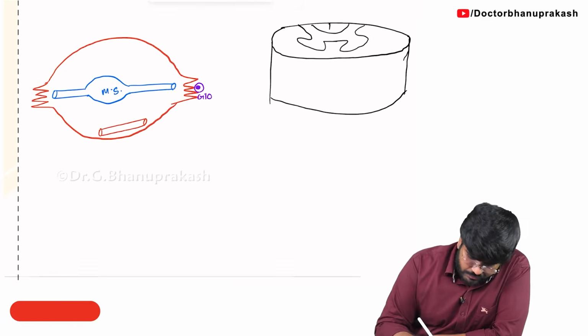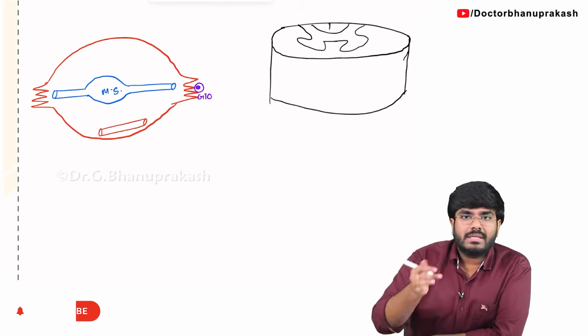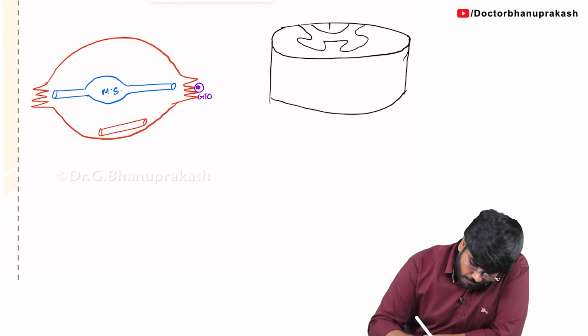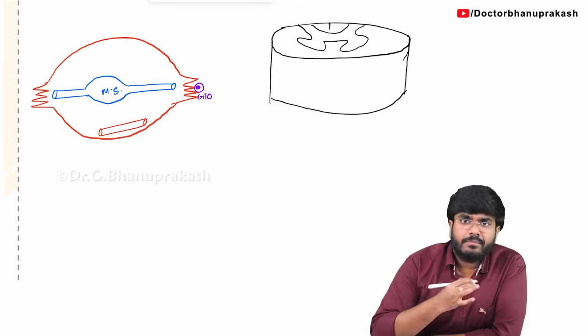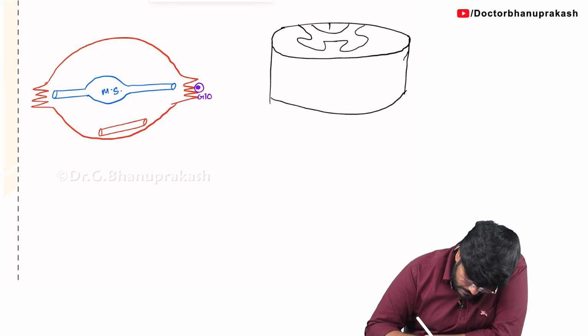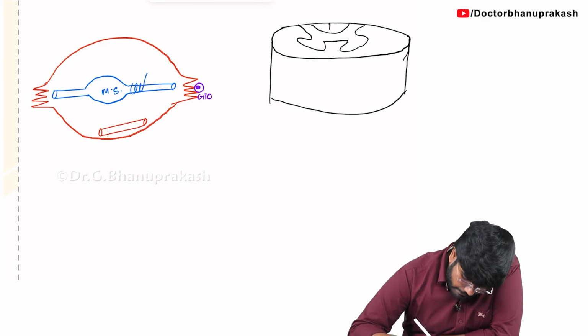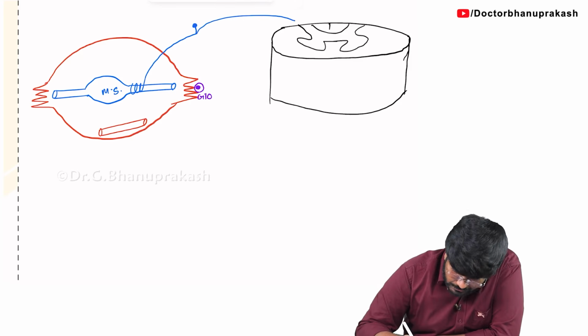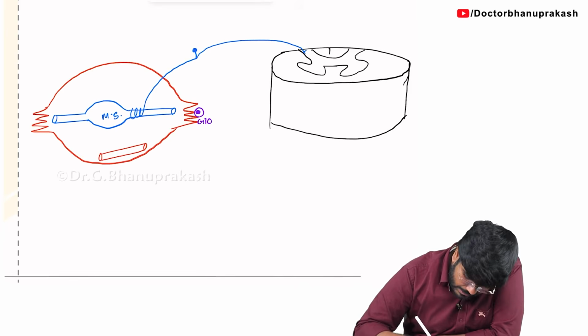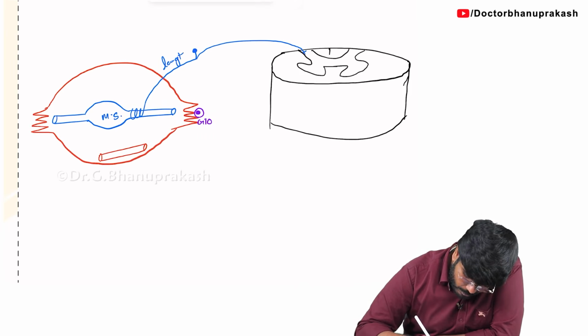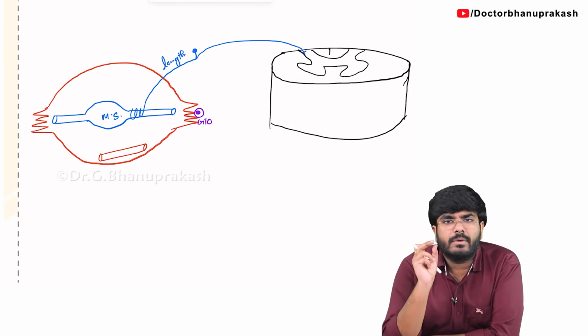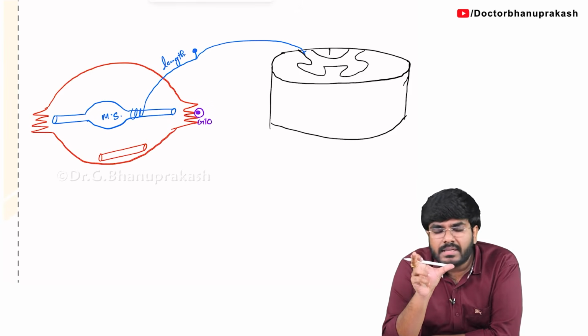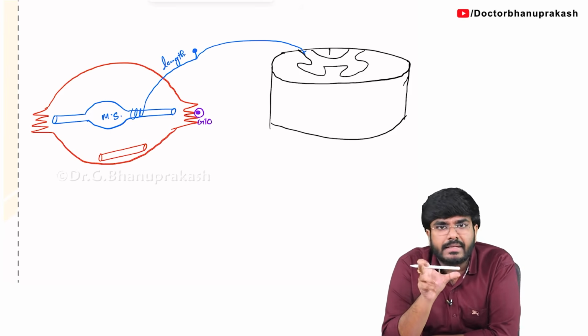See, now first we need to send the information. First let's talk about the sensory, later we'll talk about the motor. From the muscle spindle, as you already know, there is a sensory neuron. Look here, this is the sensory neuron, which is taking the information to the central nervous system. About what? About the length of the muscle fiber, whether the muscle is contracting or relaxing, what is happening with the muscle length, is it increasing or decreasing.